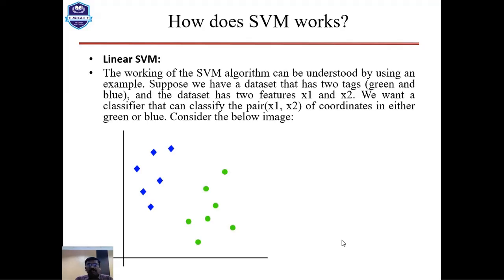Linear SVM. The working of the SVM algorithm can be understood by using an example. Suppose we have a dataset that has two tags, green and blue, and the dataset has two features, x and y. We want a classifier that can classify the pair x1, x2 of coordinates as either green or blue. Consider the below image. We have two pairs of x1 and x2 which are related to green and blue.